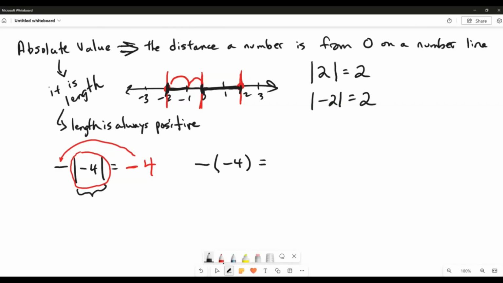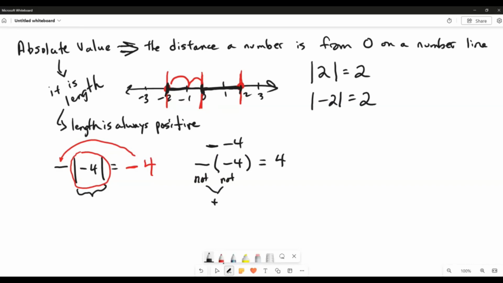because the parentheses is just a grouping symbol. The parentheses are not an operation that says do something special to what's inside the parentheses. Whereas here, the bars say what is the distance that number is from 0 on the number line. This is just a way to keep us from writing -4. This is not. And not is positive. So this is positive 4.